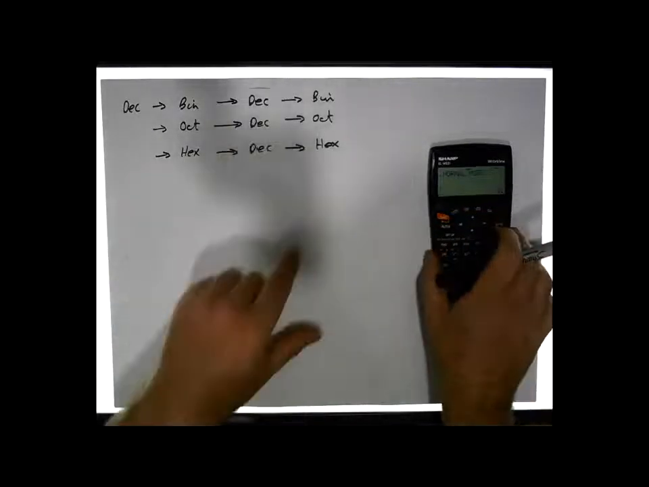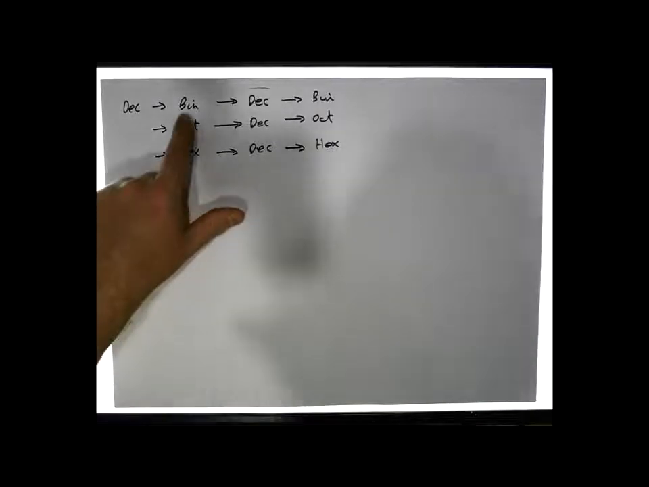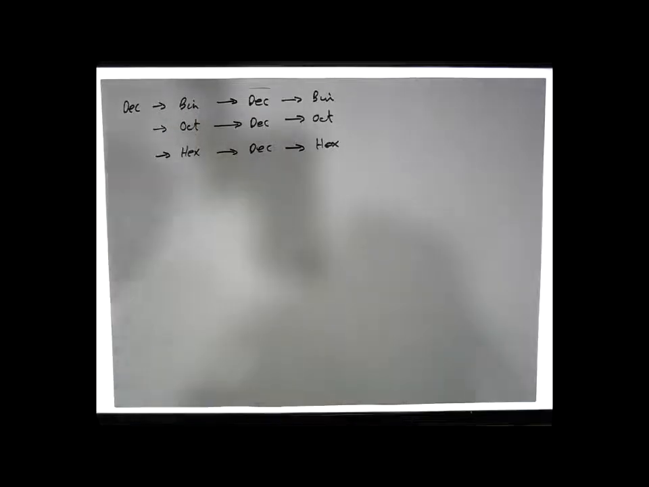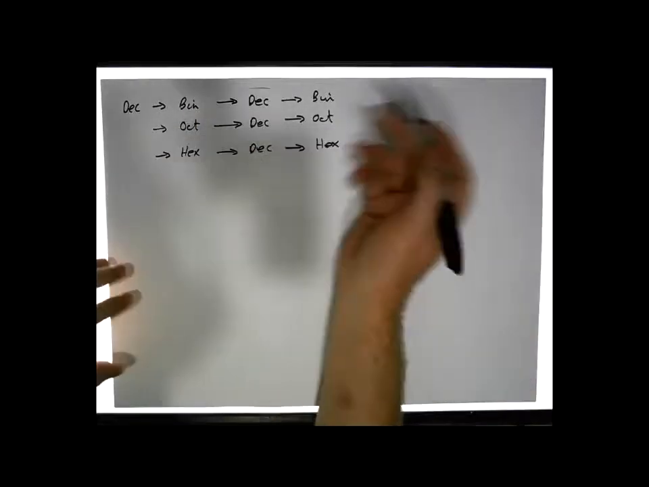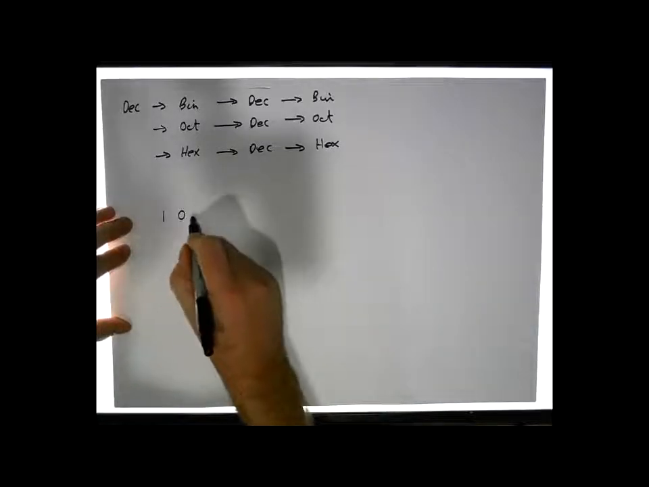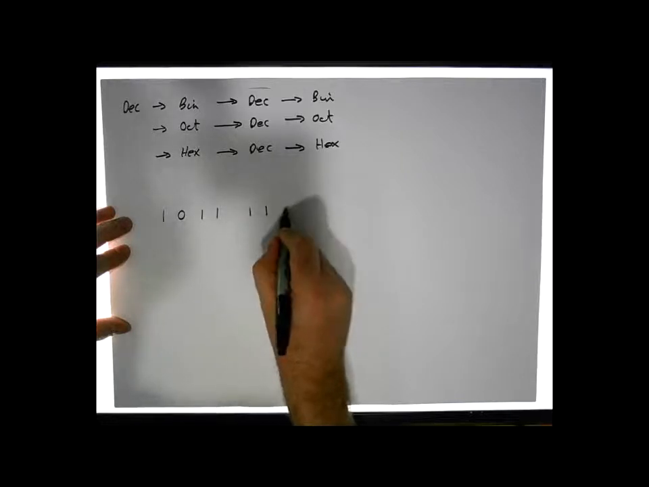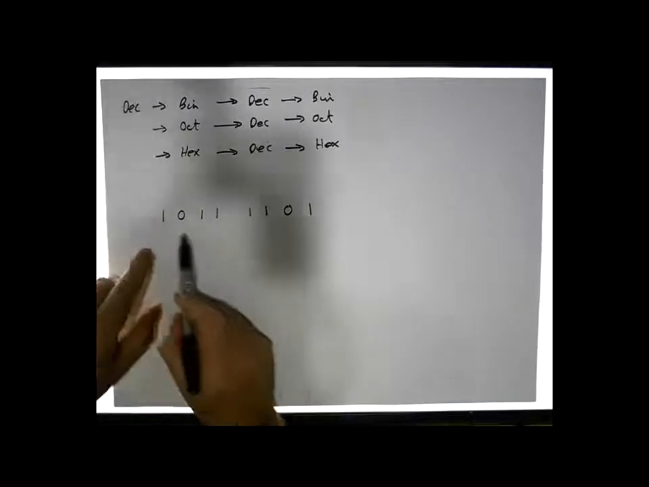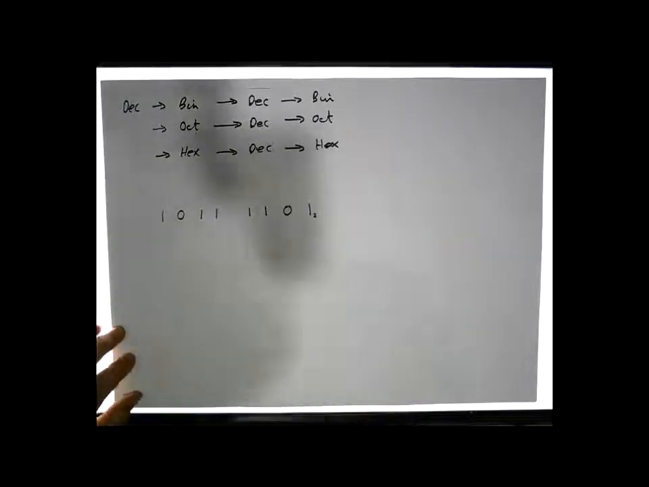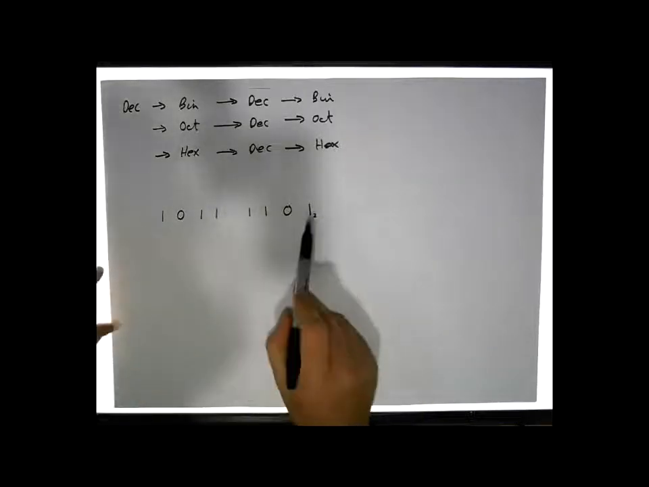So let's take our first number, a binary number, and convert it into decimal. I would just take any binary number. Let's say the number is 1 0 1 1, let's say 1 1 0 1. This number is an 8-bit number. Oh, I should put 2 here because this is base 2. So this is an 8-bit number, because there are 8 digits in the number.